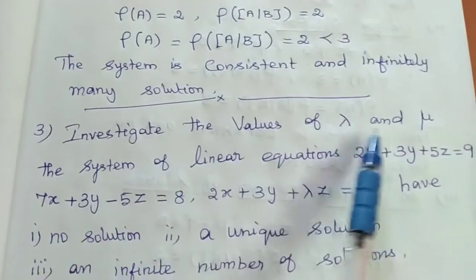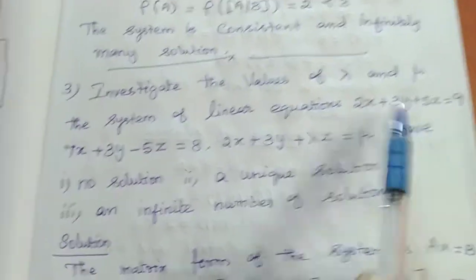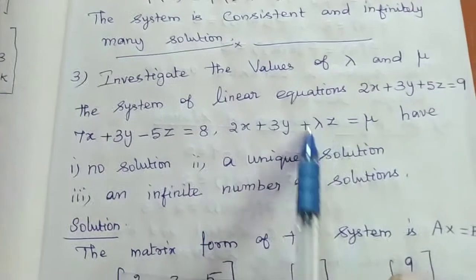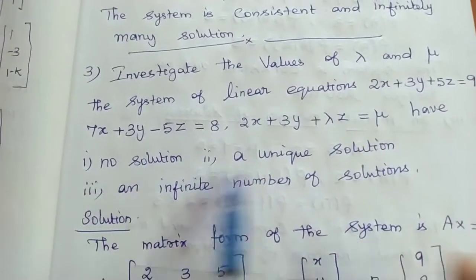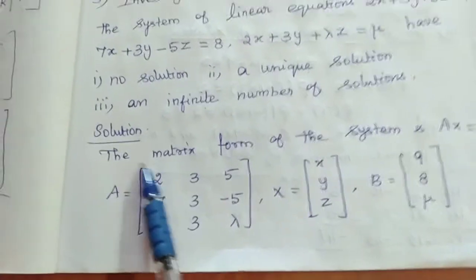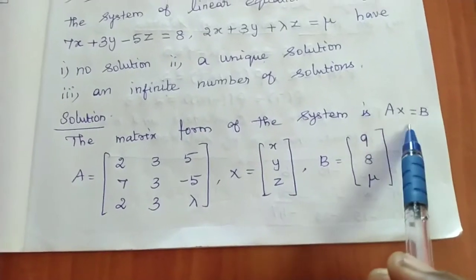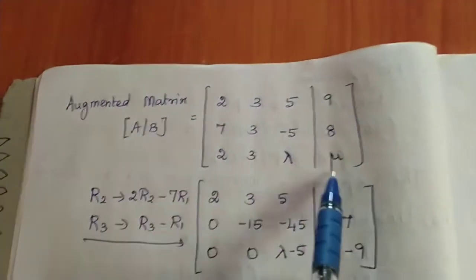So this is a very important sum. And the third one: investigate the values of lambda and mu. The system of linear equations, 3 equations given with some constants lambda and mu, has no solution, unique solution, or an infinite number of solutions. This is also a condition sum. The matrix form of the system is AX equal to B, A, X, B, you know. Okay. Now the augmented matrix, A matrix, B matrix.